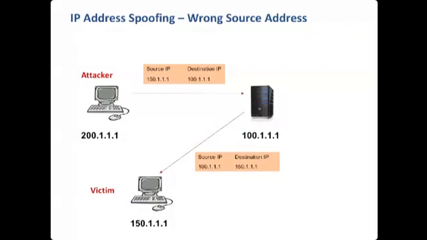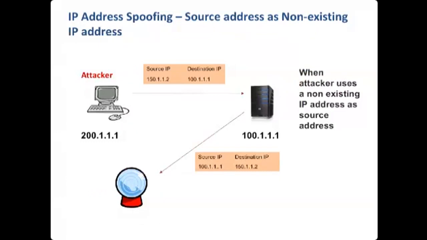So the attacker uses the wrong source IP address. The attacker's address is 200.1.1.1, but it creates an IP packet with 150.1.1.1 and sends it to a server which is 100.1.1.1. Then when the server replies, it replies to the source address it received, which is 150.1.1.1. So it will go to a victim's machine. Now, can this be exploited? Yes, this can be exploited.